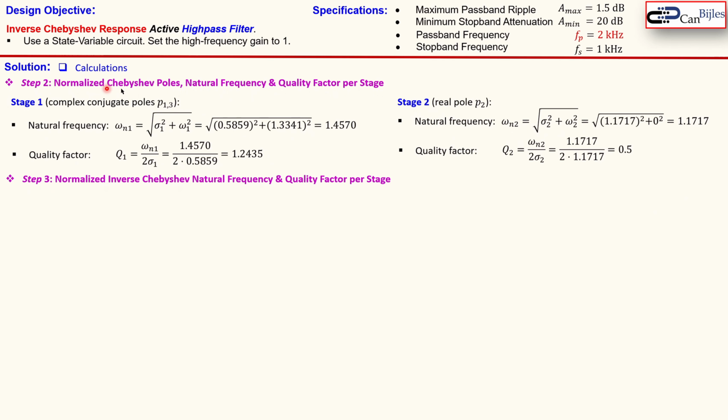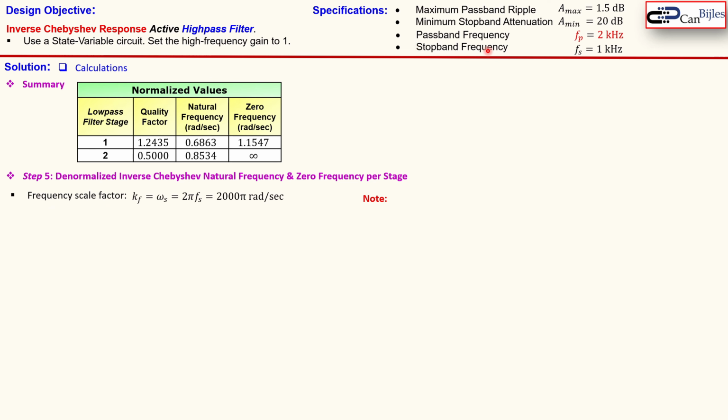Our frequency scale factor is given by this formula, which is Kf is equal to 2 pi fs, or just omega s. And fs is our stop band frequency, so that means 2 pi times 1000, or 2000 pi radians per second. There's an important note here to clarify what we actually do here. We do the frequency scaling using the stop band frequency and not using the passband frequency. We use the passband frequency scaling in the Butterworth response, Bessel response, and the Chebyshev response. And for the inverse Chebyshev response and also for the elliptic response, we should use the scaling using the stop band frequency. That means the following.